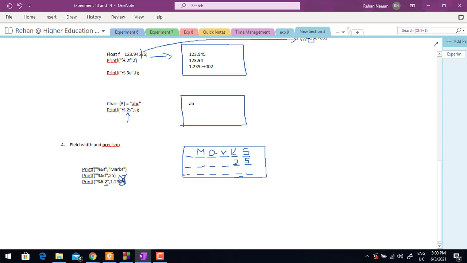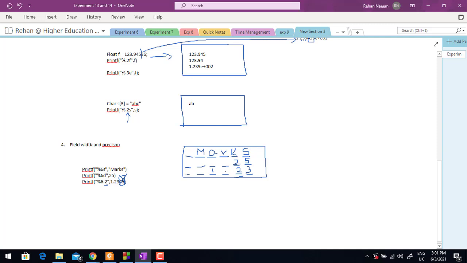It is right justified. I have used positive sign. I have not used any negative sign with the precision number after the percentage sign. So 1.23 will be displayed starting from the right hand side. So this is 3, this is 2, this is the decimal point and this is 1. So there are only two spaces between 1 and the border of the output screen.